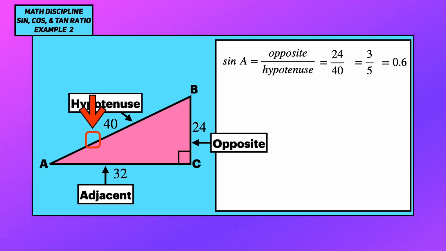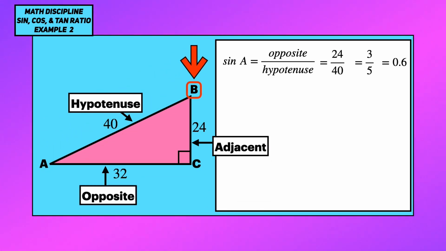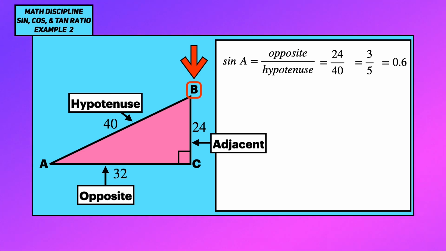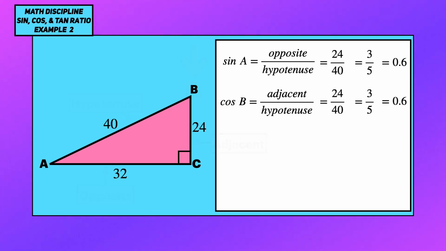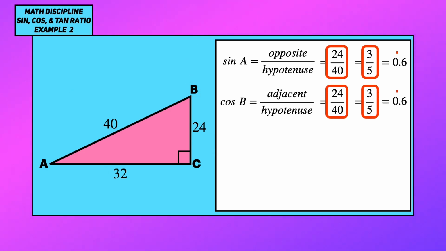Now when we switched over to angle B, our adjacent and opposite sides switched places. And to find the cosine of B, we divided the adjacent side by the hypotenuse side. So we divided the exact same sides, 24 over 40, which simplified to 3 over 5 or 0.6. So when we get the ratio for the sine of A or the cosine of B, we divide the exact same sides and we get the exact same answers.